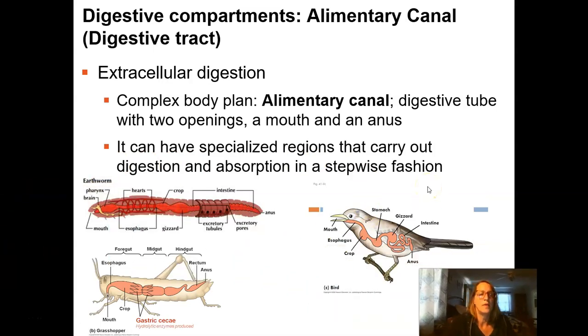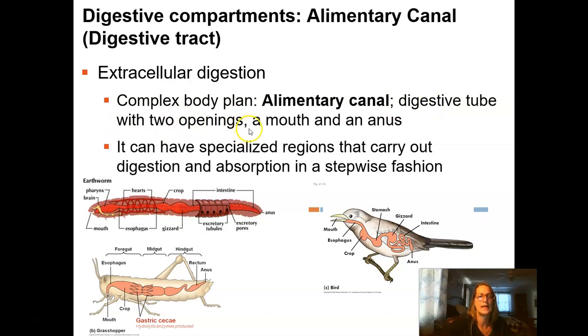Okay, so we're still talking about extracellular digestion. We just talked about the gastrovascular cavity, and that was for animals with a simple body plan. Extracellular digestion also happens in animals with a complex body plan, and a complex body plan includes an alimentary canal or a digestive tract. It's the same thing. Alimentary canal and digestive tract are the same thing. So this is what we have, and it is a digestive tube that is open at two ends.